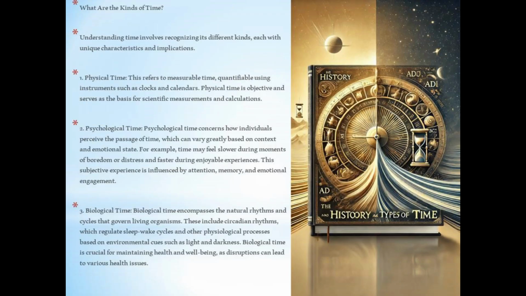What are the kinds of time? Understanding time involves recognizing its different kinds, each with unique characteristics and implications. Here are a few kinds of time: physical time, psychological time, biological time, geological time, cosmological time.